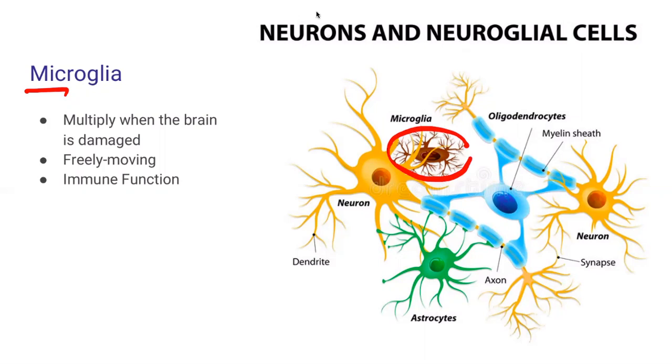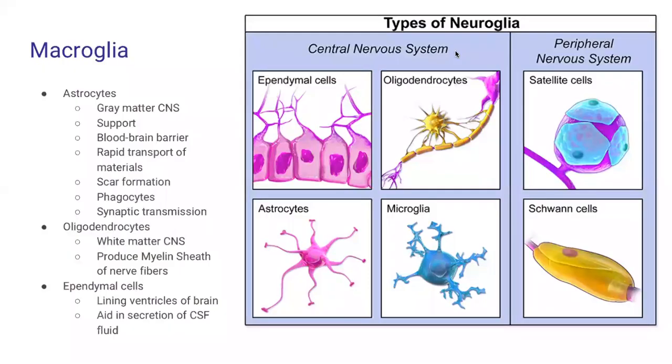Next, we have our macroglia. And we have a couple different types of macroglia based on their location. So we have some that are unique to the central nervous system, and then we have some that are unique to the peripheral nervous system. Let's talk about all of them. So we have our astrocytes. Now these, I kind of think of the astrocytes as the mother cell.